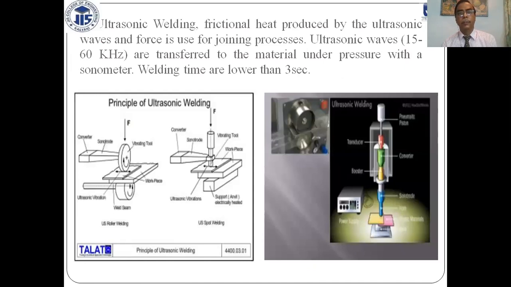In ultrasonic welding, frictional heat produced by the ultrasonic waves and force is used for the joining process. Ultrasonic waves of 15 to 16 kilohertz are transferred to the material under pressure with a sonotrode. Welding time is lower than 3 seconds. This is a sonotrode. The welding is done. This is ultrasonic welding, principles of ultrasonic welding. This is also a figure of ultrasonic welding.